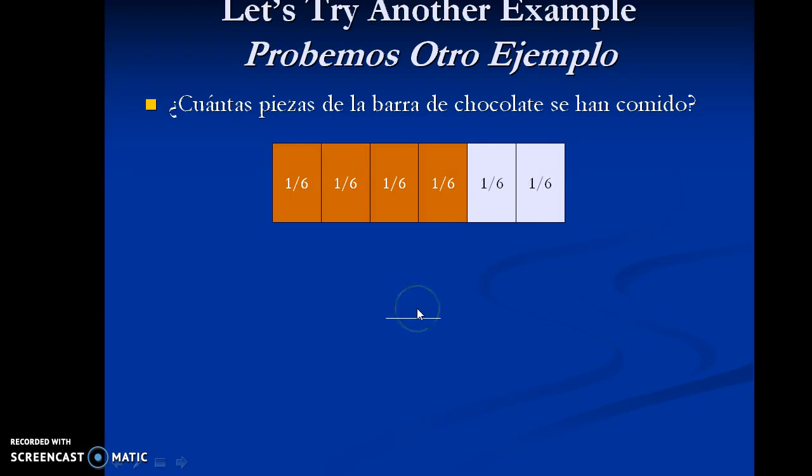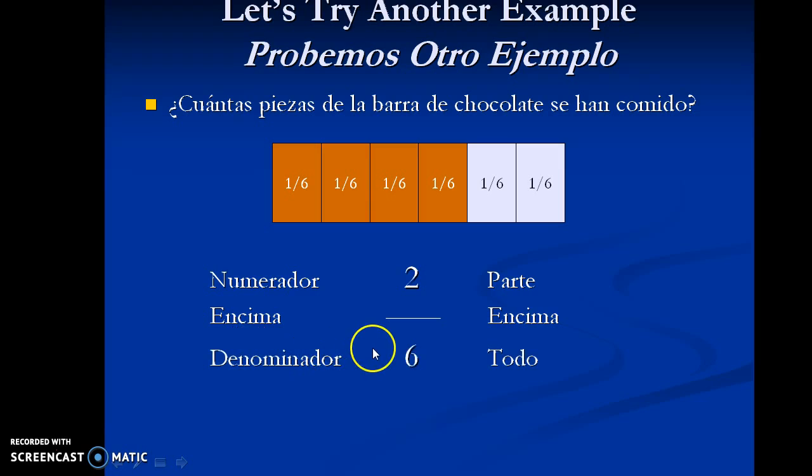So the part that we'll put in our numerator or numerador is 2. The part that goes in the denominator, the total number of pieces, is 6, and we'll put that in the denominador. This is where the total number of pieces goes. And this fraction that we have here is called 2/6.